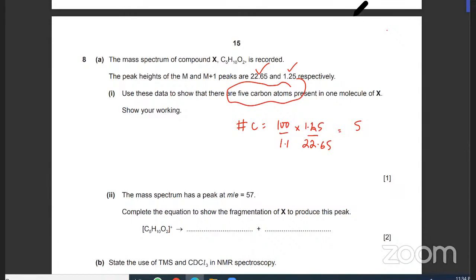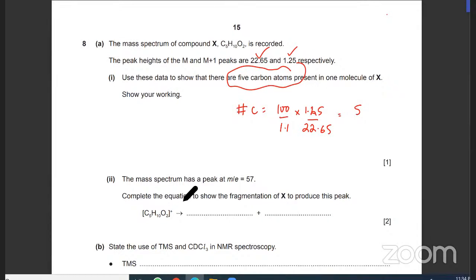Next one, the mass spectrum has a peak at mass to charge value of 57. Complete the equation to show the fragmentation of X to produce this peak. So you need to show the fragmentation in this case. Now, you've got C5H10O2, and they've given us no other information about the structure of the molecule. So what could 57 be? That it has a mass of 57. So it might have 4 carbon atoms.